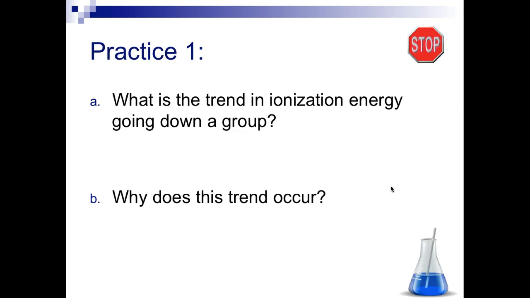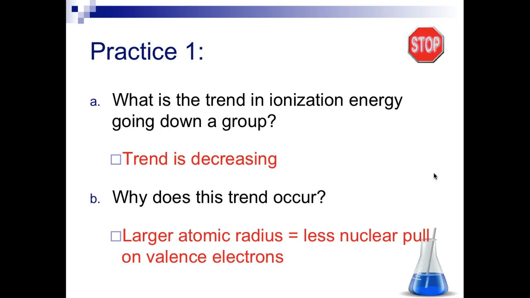Okay, welcome back. What is the trend in ionization energy going down a group? That trend is decreasing. And why does it happen? Because there is a larger atomic radius, and that means that there's going to be less nuclear pull on those valence electrons, so it's going to take less energy to remove those electrons from the atom.